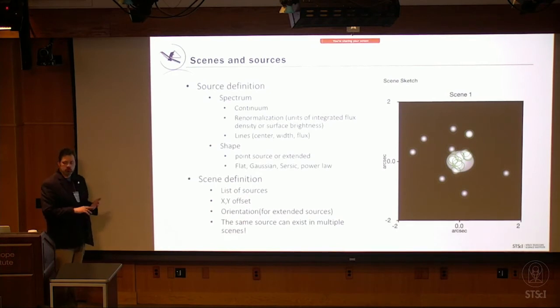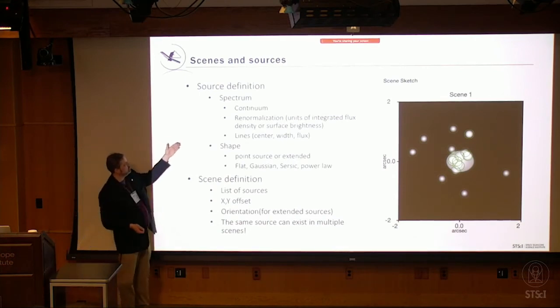And both are unique in the sense that you can define a source, so it's an individual object in the sky. That source can appear in different scenes. You might have a certain star that you like, and you can put other sources around it to create a completely different scene, but the source, by the ETC, is still considered the same source. So if you change the source in one scene, it changes in another.